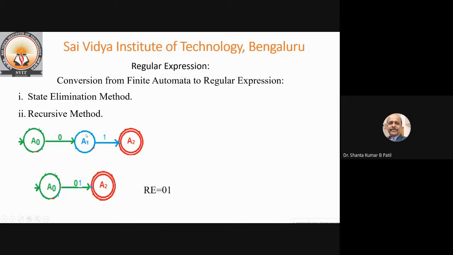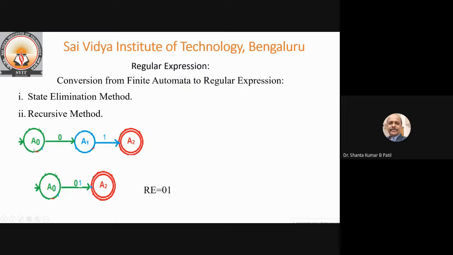Almost all intermediate states you can eliminate. After that, only one initial state and one final state remain. The state which comes before the eliminating state, we call a predecessor. The state which comes after the intermediate state, we call a successor. If only one predecessor and one successor are there, you can easily find out the regular expression.